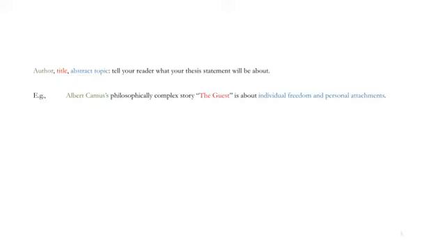An abstract topic. Abstract simply means something you cannot visualize. If I say pen, you can visualize a pen. Or if I say desk, you can visualize that. Those are concrete topics. But an abstract topic is something like freedom or personal attachments. We know what they are, but we can't visualize them. So the first sentence of an essay always gives the author of the story or the novel or the play, and then the title of the story or novel or play, and then the topic that your thesis statement will be about. That's its job.